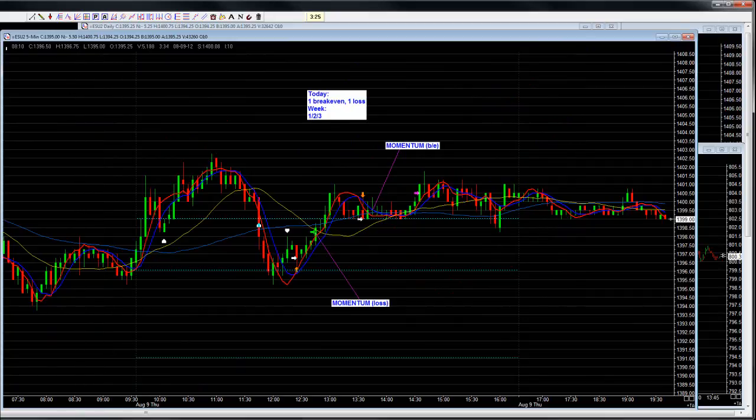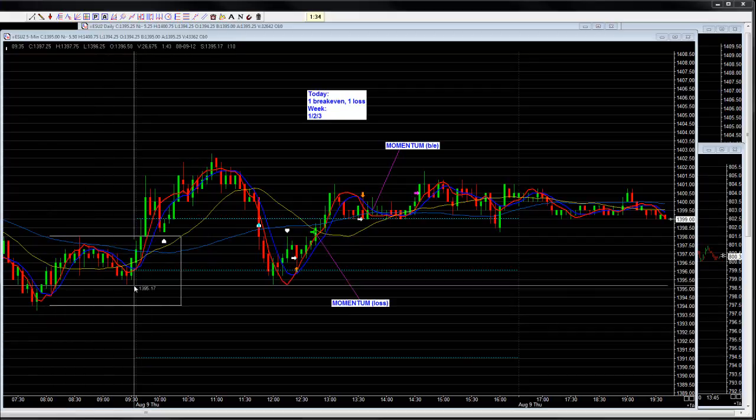Righto, so I haven't drawn in the order block, one sec. Alrighty, so I've got the order block or the breakout block here.